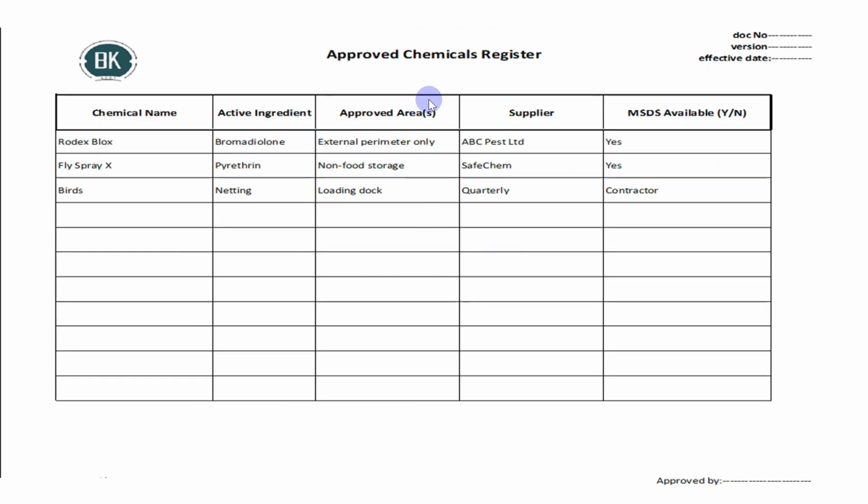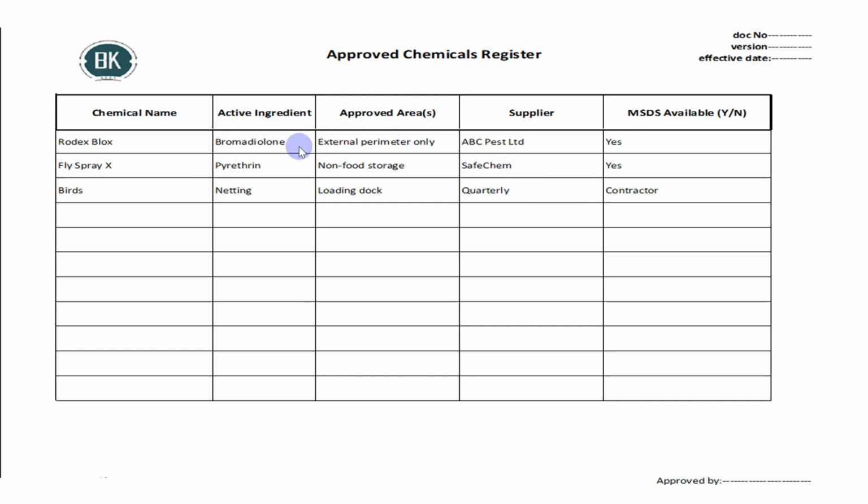So this is the second checklist, which is the approved chemical register. You need to maintain that. It's a must-have requirement. You must maintain an approved chemical register either separately for pest control or as a part of a master chemical list. This register should include the chemical name, the purpose of that chemical, and the supplier name, and the supplier should be from the approved supplier list.